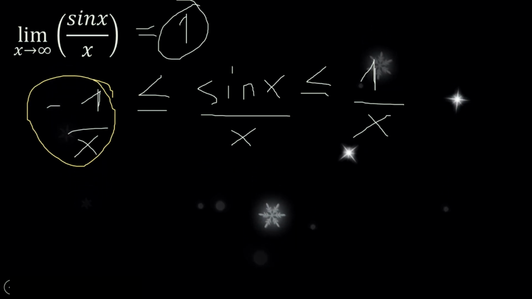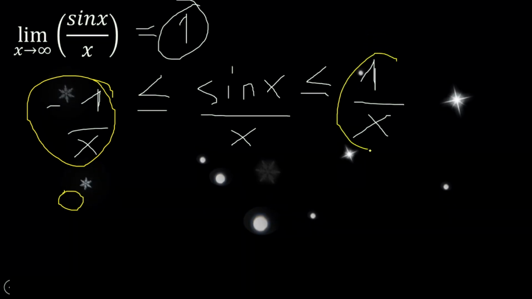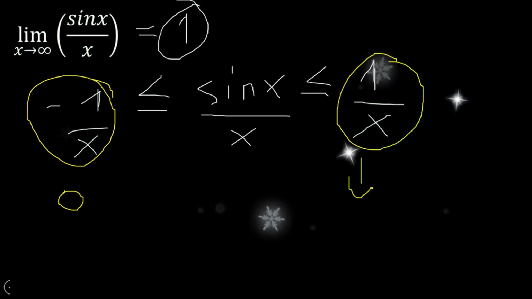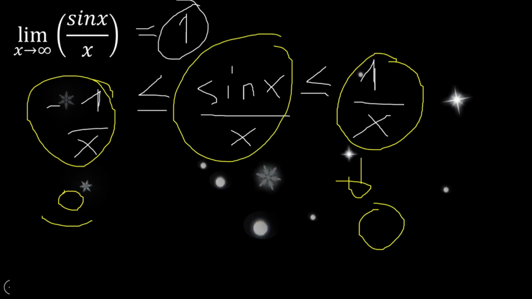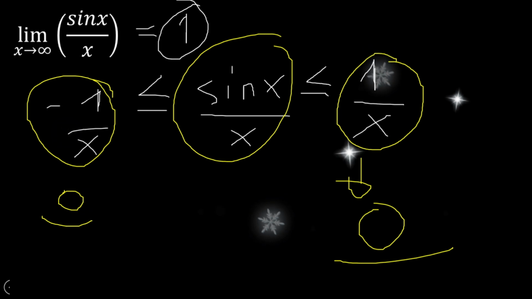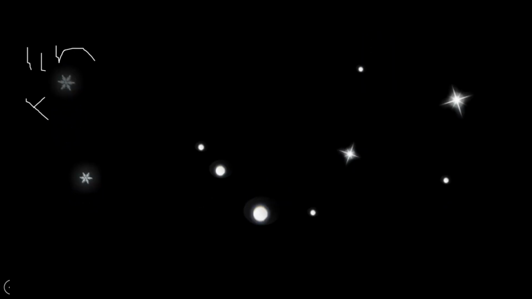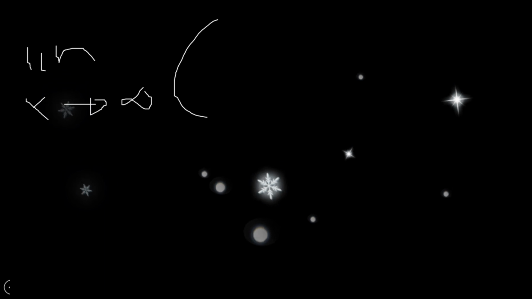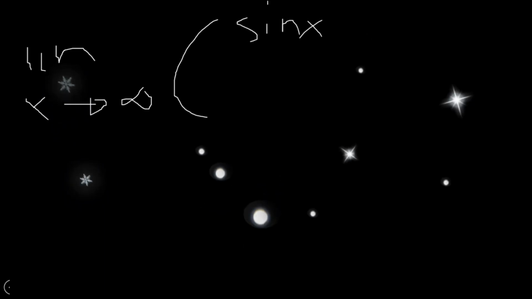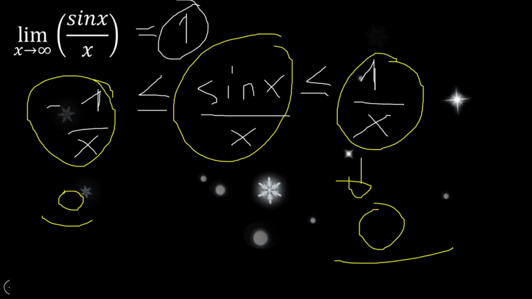If you apply the limit here as x tends to infinity, 1 over infinity will be what? 0. And here we apply the limit, and we are going to have 0. Hence, this limit is squeezed between 0 and 0. Since the lower and the upper bound are equal, we can conclude that the limit as x tends to infinity of sin x all over x is equal to 0.